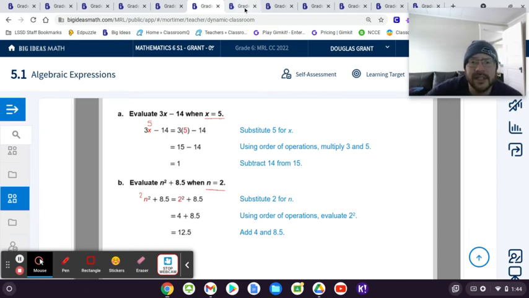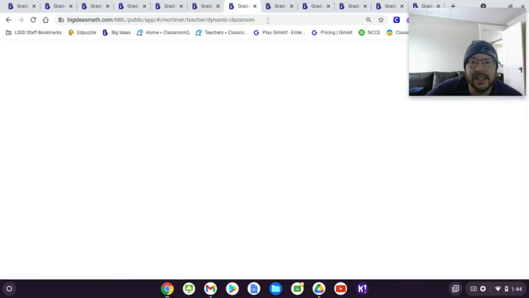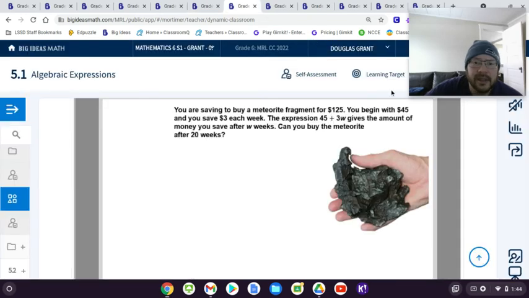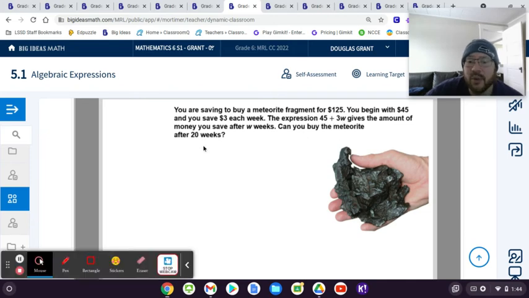All right, we're going to get going into 5.2 here soon. I think we have a quick story problem. You're saving to buy a meteorite fragment for $125. You begin with $45, and then you save $3 each week. So that's the expression 45 plus 3W. Okay, can you buy the meteorite after 20 weeks?